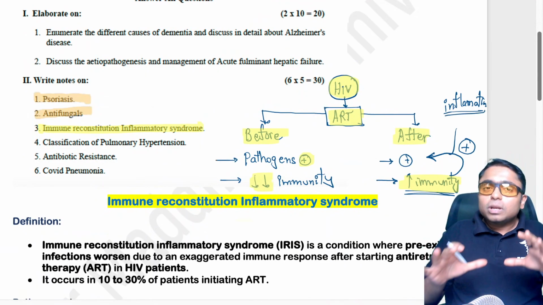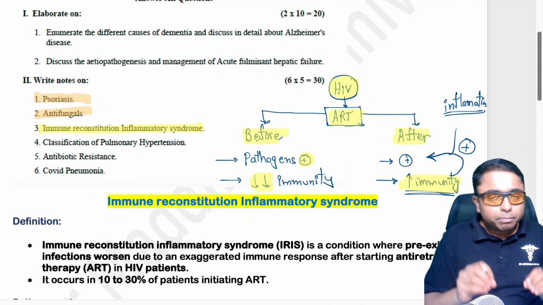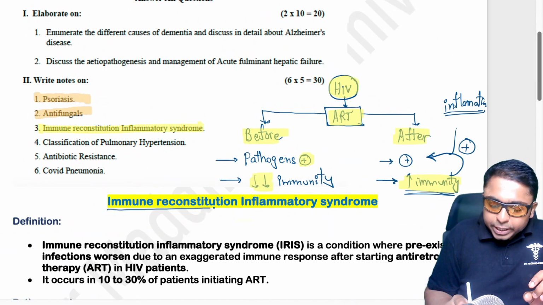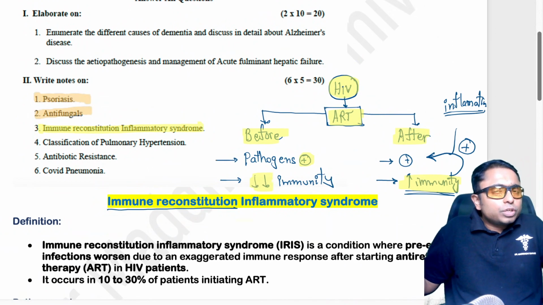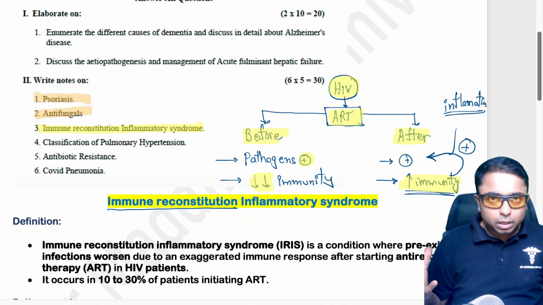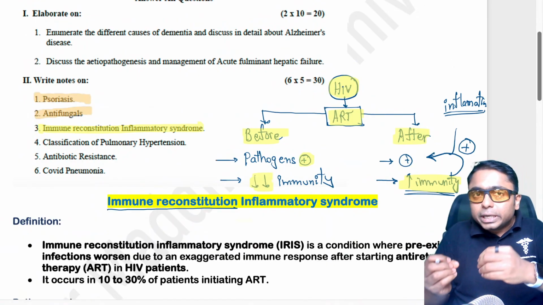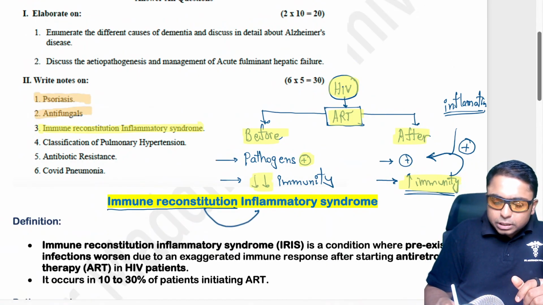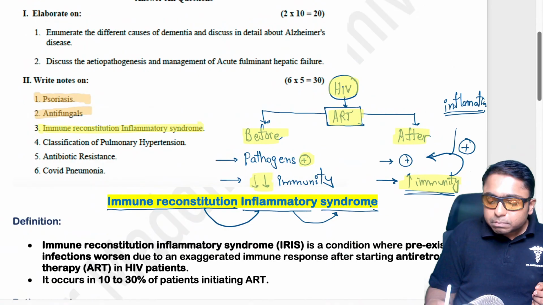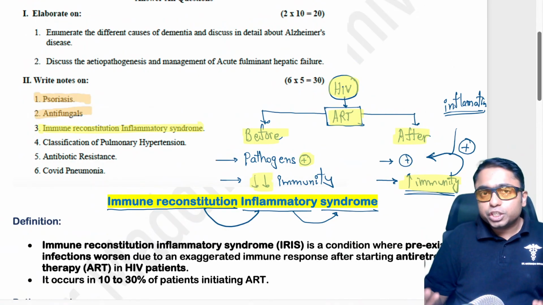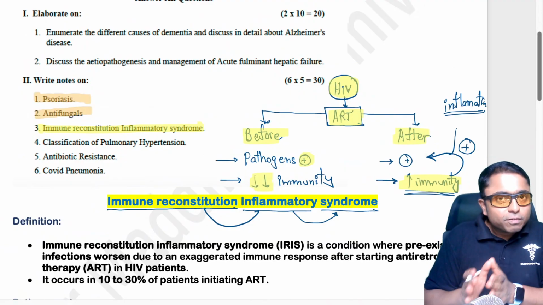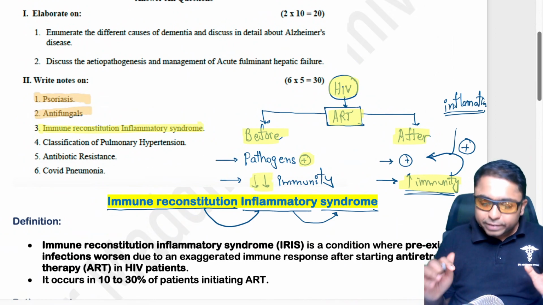So now you will understand the meaning of the name very simply. There is going to be immune reconstitution. What does reconstitution mean? It is a very costly word to simply say improvement in the immunity. So immunity is improving, because of which there's going to be inflammation. Because of the inflammation, there are going to be some signs and symptoms which will be seen in the patient. So this is called a syndrome. So, immune reconstitution inflammatory syndrome. I hope now you have understood the definition part.